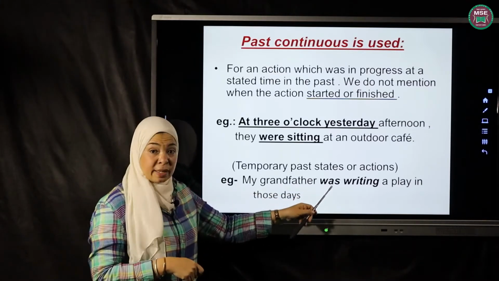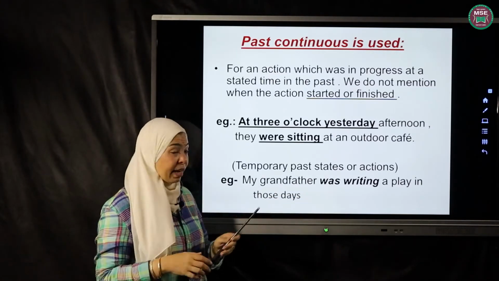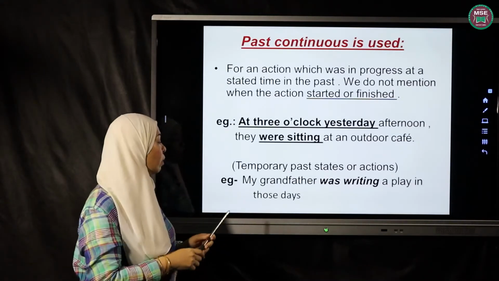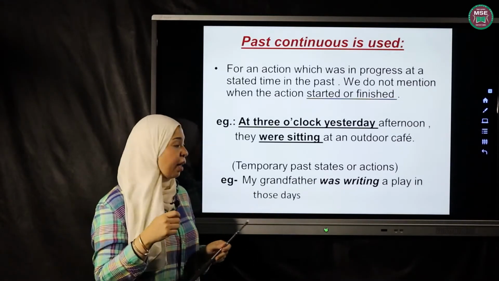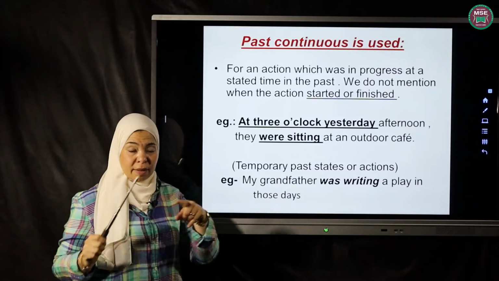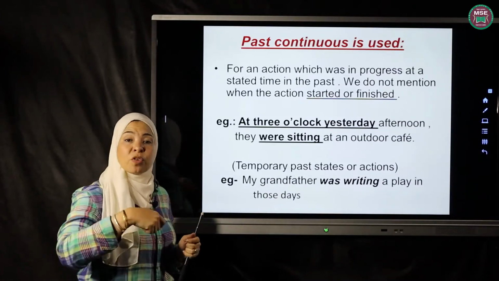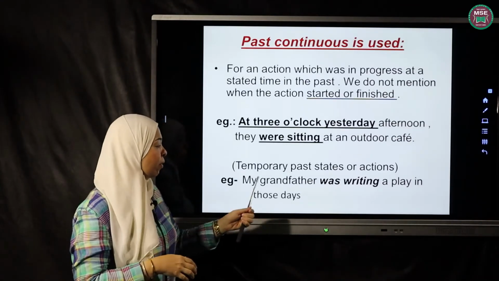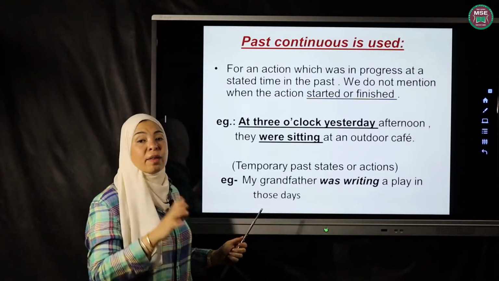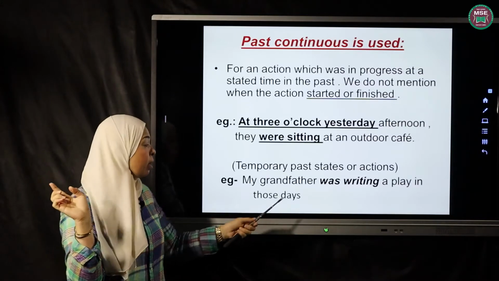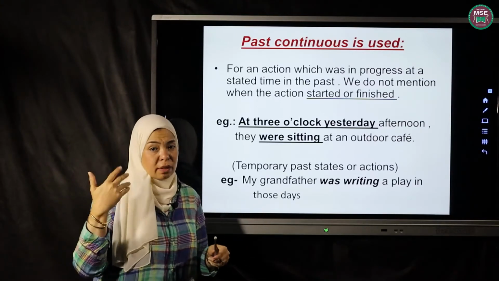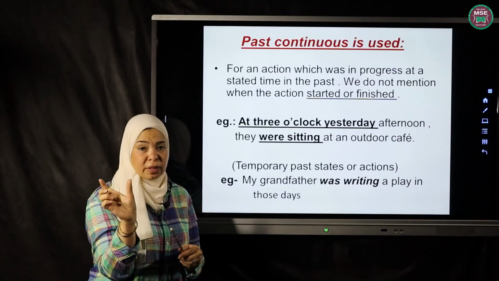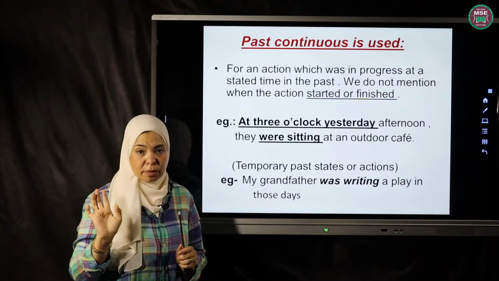Temporary past states or actions. Temporary means it just takes a specific time in the past. My grandfather was writing a play in those days. In the past, he was writing the play. He was doing this at a specific time in the past. My grandfather was writing a play in those days. Okay? This means that he was writing at some time in the past. He kept doing this just for a specific time, a temporary state in the past.